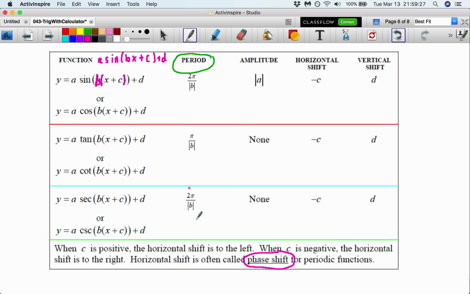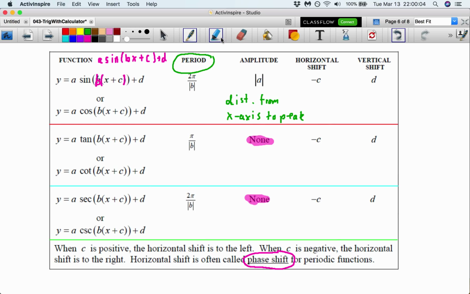Notice these two guys have the same thing. These all have the same thing. What's the key difference? These two guys don't have amplitude. Amplitude is the distance from the x-axis to the peak. And these guys don't have that because they go on forever.